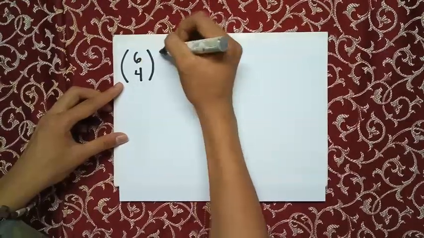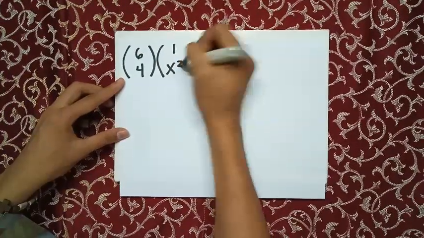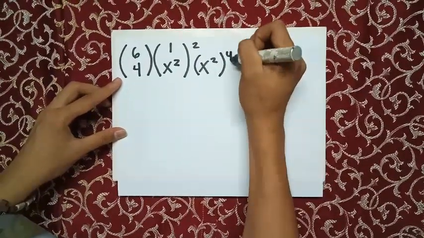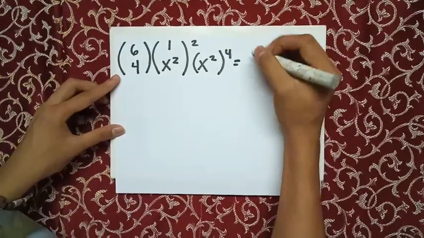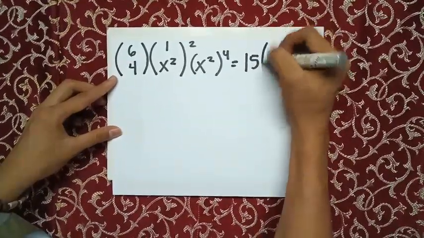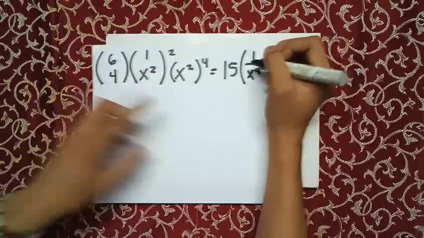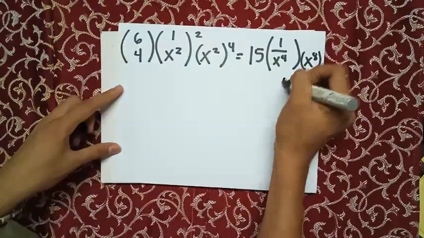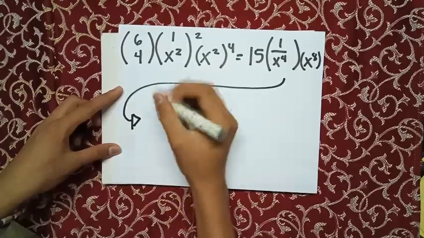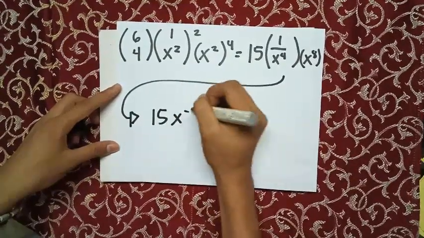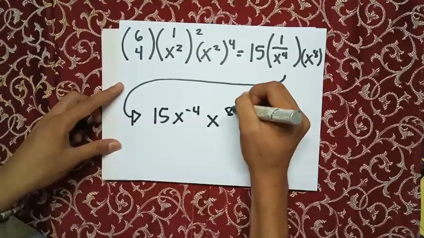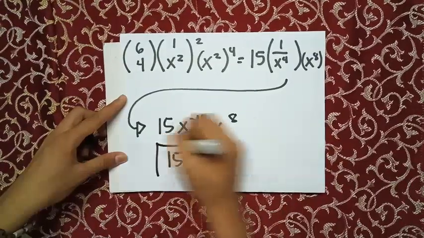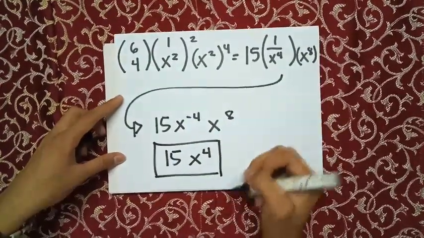And finally, we will get what is that fifth term that involves x raised to 4. Quantity 6 choose 4 times the quantity 1 over x squared raised to 2 times the quantity x squared raised to 4 equals 15 times the quantity 1 over x raised to 4 times x raised to 8. x raised to 4 times x raised to 8. And the answer will be 15x raised to 4.